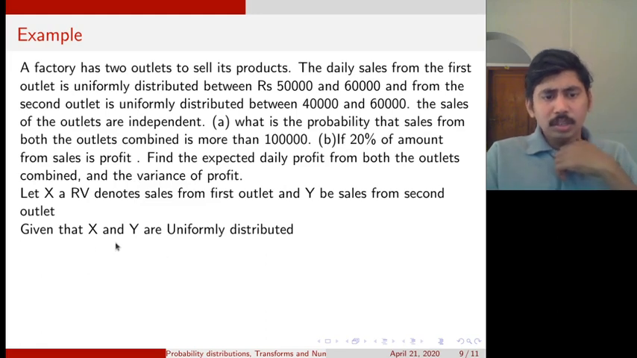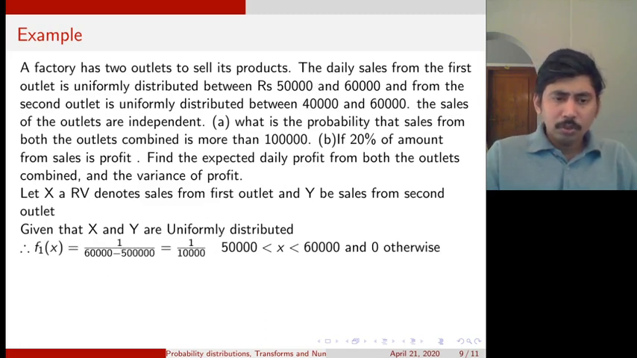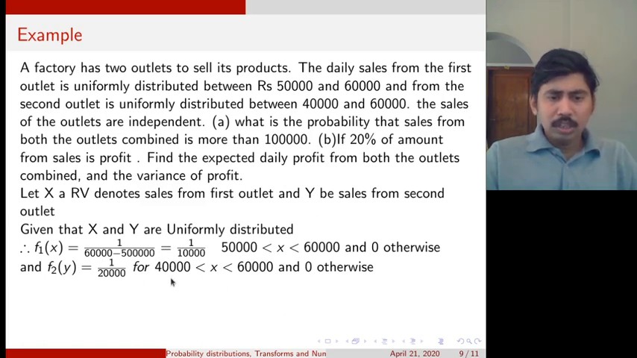Here x and y are uniformly distributed, so we can calculate the distribution of x from the range. Uniform distribution means we need only a and b, then 1 by b minus a will give the probability density. So f1 of x is 1 by b minus a, equal to 1 by 10,000, for a less than x less than b. This is the probability density function of uniform distribution, and 0 otherwise. Similarly, f2 is for y in the interval 40,000 to 60,000, and the probability density is again 1 by b minus a.